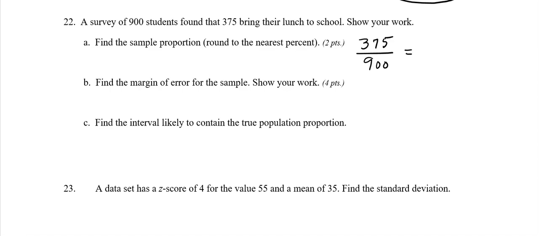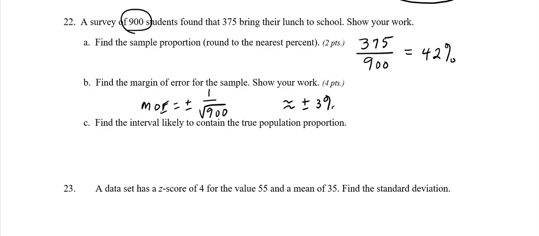375 divided by 900 is 0.41666, so to the nearest percent, it would be 42%. The margin of error, we just looked at that formula. Margin of error is plus minus 1 divided by the square root of n, and n is how many total students were surveyed. In this case, that's 900. So 1 divided by the square root of 900 is 0.033, so to the nearest percent, that's plus minus, don't forget plus minus 3%.